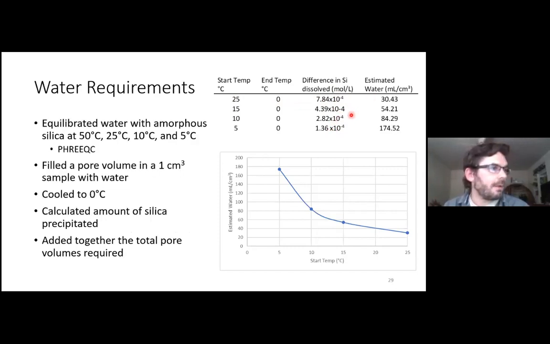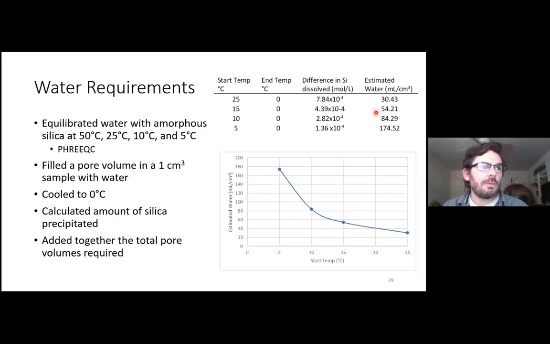One second, moving on. I changed that already. So we filled a pore volume of material of 1 cubic centimeter volume with water from these starting temperatures. We then cooled it to 0 degrees Celsius and calculated the amount of silica that precipitated. And we just ran this over and over again until we got to the end result silica abundance. And then we added together each pore volume to figure out how much water was needed.